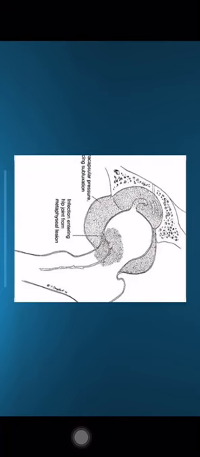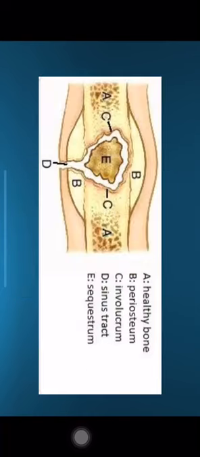This is a diagram which I have explained before. A represents the healthy bone, C represents the involucrum, D represents the sinus tract, and E is the sequestrum which comes out. It should be removed.